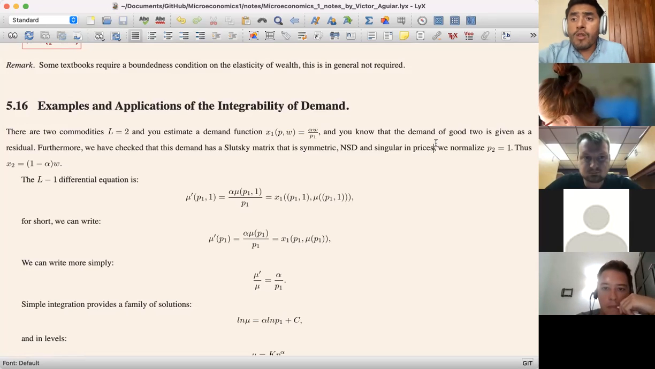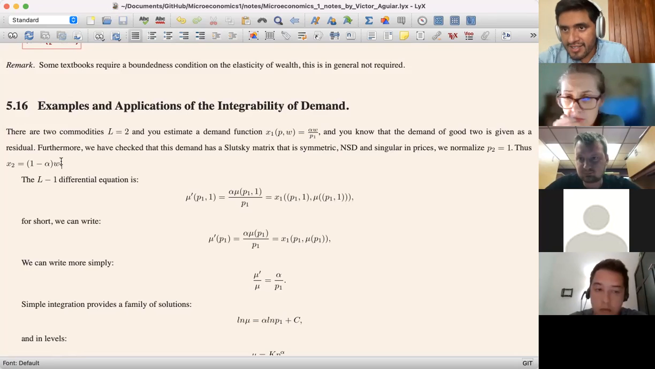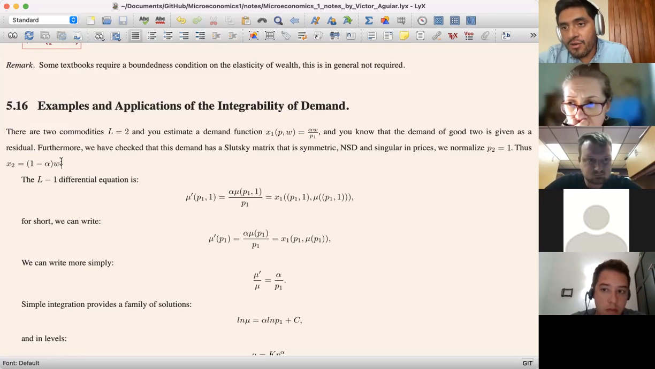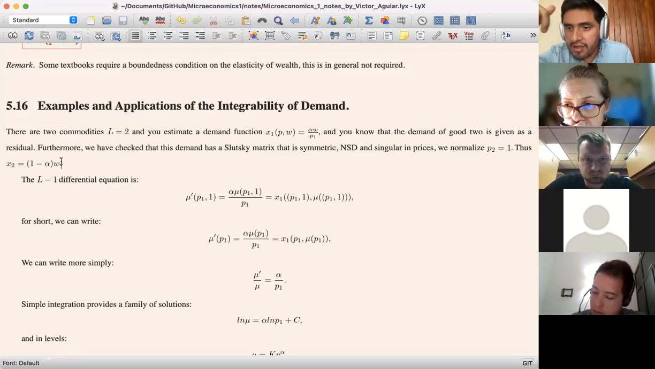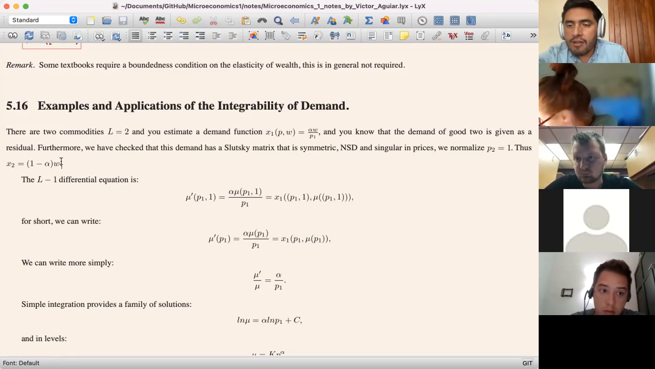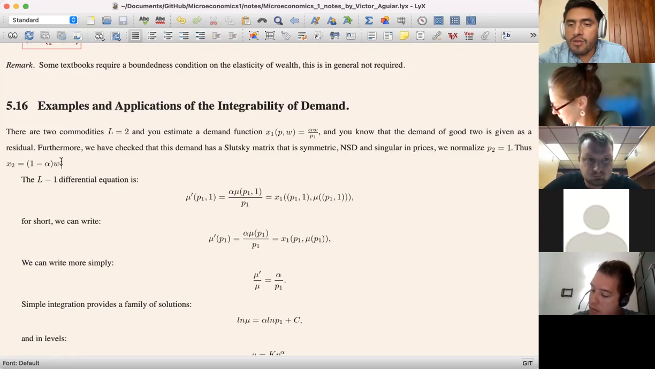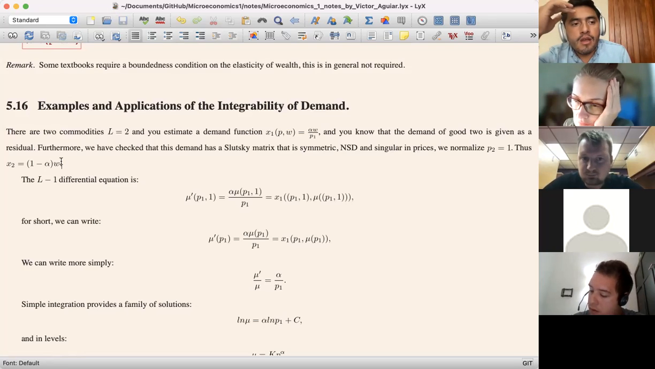So now, what will be the demand of good 2? The demand of good 2 will be equal to 1 minus alpha times income. So what happened to the price? The price now is 1, right? Originally it was dividing, so the original demand was 1 minus alpha times W divided by P2. Do you understand, right? Now, because I have fixed the price of good 2 equal to 1, this has been simplified.